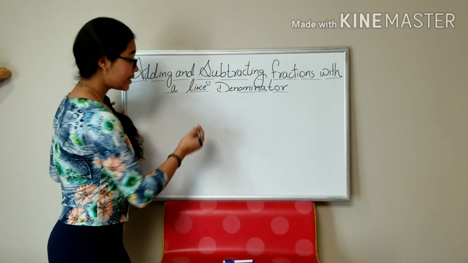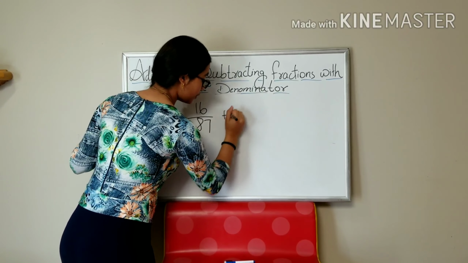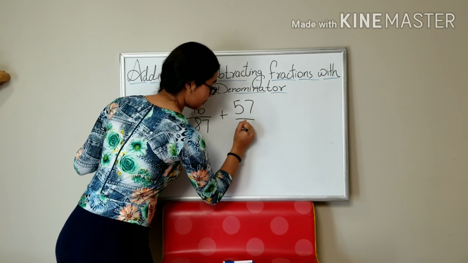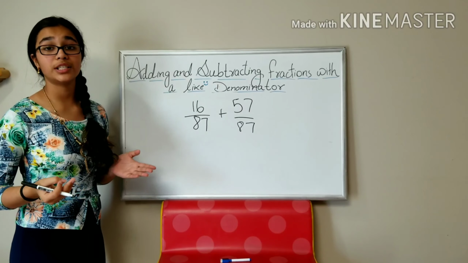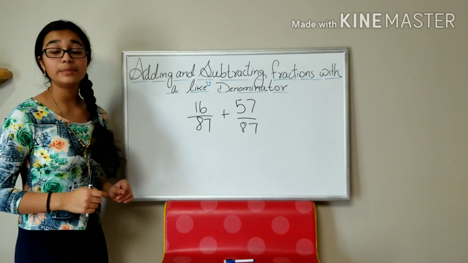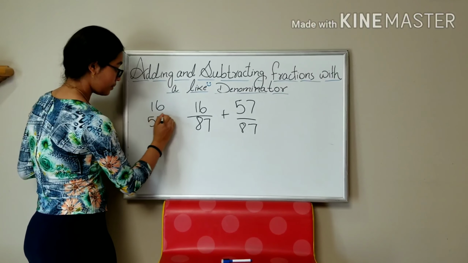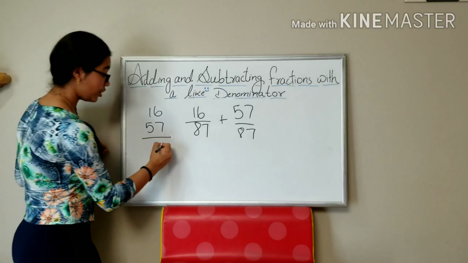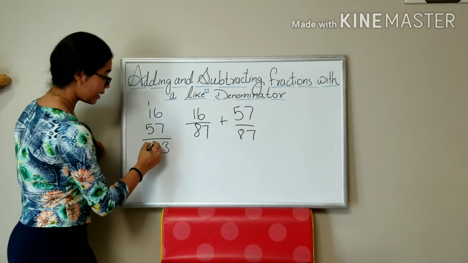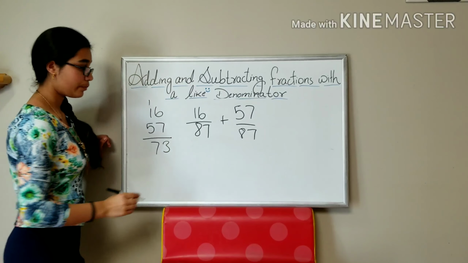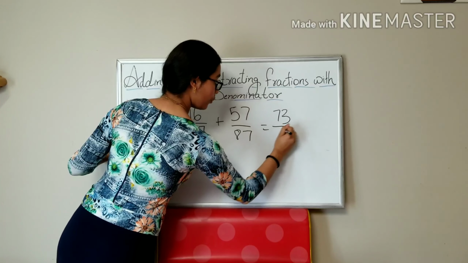If we have 16 over 87 plus 57 over 87. Now these numbers are pretty big, so we might have to do the addition separately. 16 plus 57 gives us 73. 6 plus 7 is 13, and this would carry the 1 over, and 1 plus 5 is 7. So meaning our top would be 73 over 87.